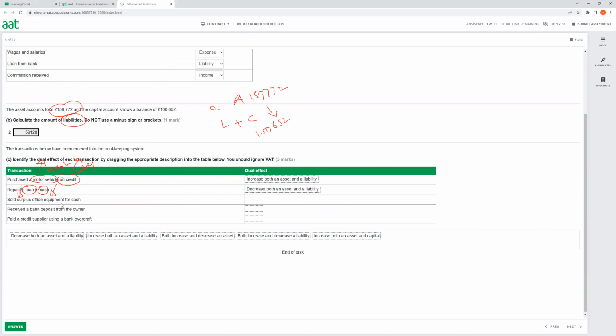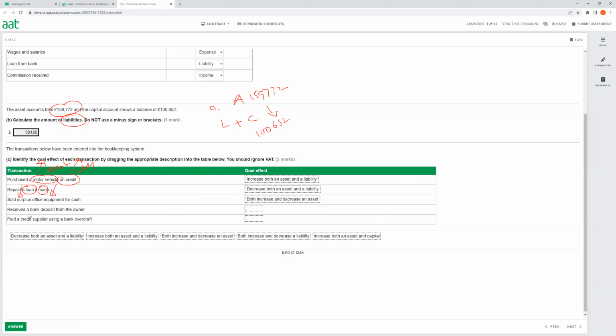Sold surplus office equipment for cash. If I sell something, the equipment is an asset, sold for cash. So cash will come to the business. If the cash is coming, it will increase my asset. At the same time, the equipment is my asset, and this asset will be gone from me. So for example, one asset is going, another asset is coming. Which asset is going here? Office equipment. And which asset is coming? The cash is coming. So cash is the asset. So there is both an increase and a decrease of assets.